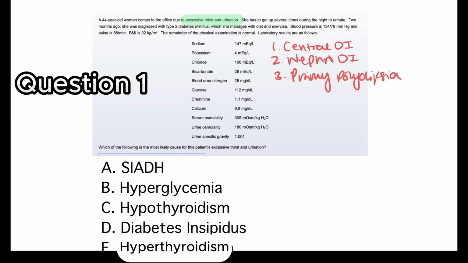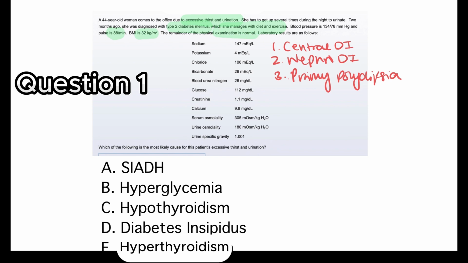Okay? Right now, we can go straight into our answer choices to see, but let's finish the vignette. She has to get up several times during the night to urinate. 2 months ago, she was diagnosed with type 2 diabetes mellitus, which she is managing with diet and exercise. Blood pressure is 134/78, pulse is 88, BMI is 32, which is elevated. The remainder of the physical examination is normal.